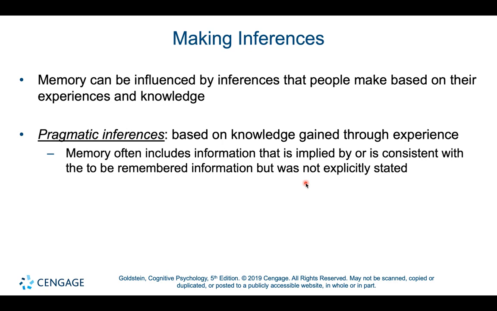Another interesting twist on memory is that memory often involves us making inferences that may or may not be appropriate from the information to be remembered. So, first, inferences are conclusions that people draw based on their experiences and knowledge, right? We talked about how your prior experience and knowledge can have an impact on how you construct memories. And so people make assumptions about information to be remembered, particularly when filling in missing gaps of knowledge. And so memory often includes information that has been implied or assumed based on the inferences that people make, even though that information was never explicitly stated and was never actually in the memory.